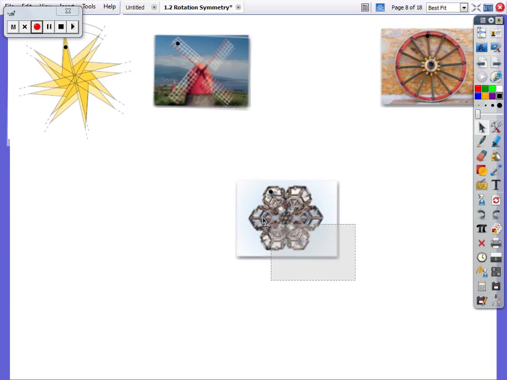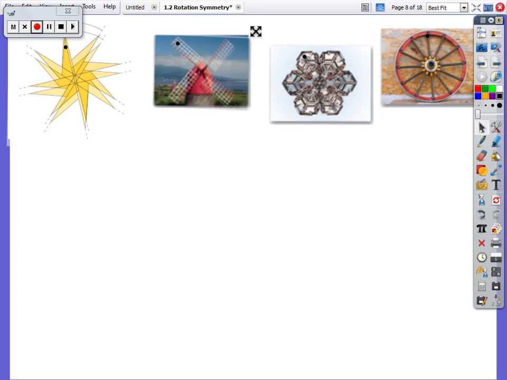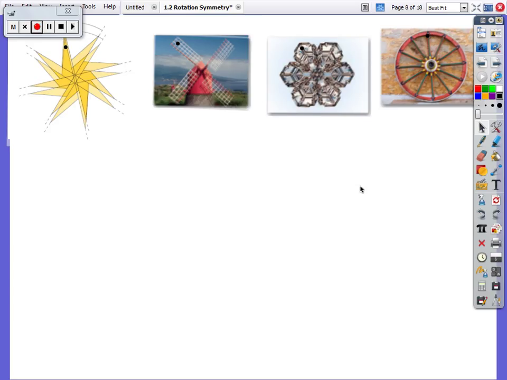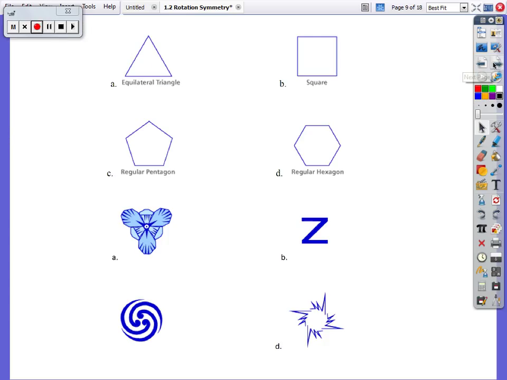Okay, so in order for it to have rotational symmetry, you have to be able to make it look like the original picture when you rotate it around. So in order to find your angle of rotation, the first thing we need to do is find what the order of rotation is. Well, if we take a triangle, you can start and rotate it from here to here, from here to here, and here to here. So an equilateral triangle would have an order of 3.